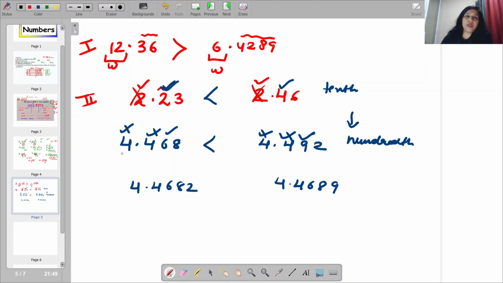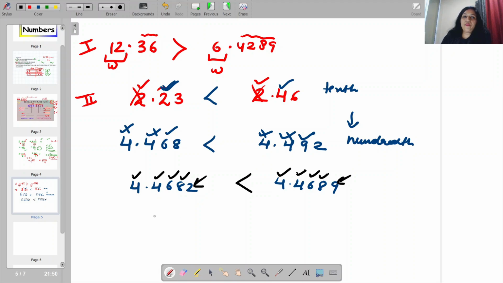All are smart people. Start comparing from 4. 4 and 4 is same, cannot be compared. After decimal, 4 and 4 again same. 6, 8, 6, 8 again same. सारे digits same आ रही है. But the last digit is 2 here and it is 9 here. We can compare at this level. This is a greater number, right?